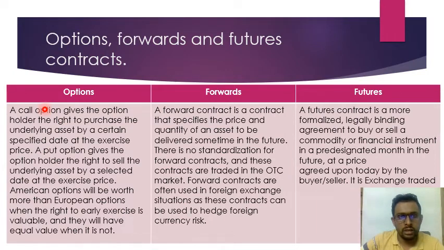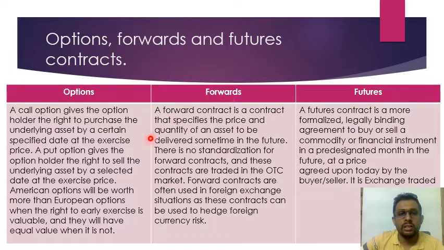For a put option, we have a right to sell at a particular price at a particular date when we purchase a put option. There are two types of options: American and European. An American option can be exercised before the specified date, and a European option can only be exercised on the specified date. American options, for that matter, are more costly.